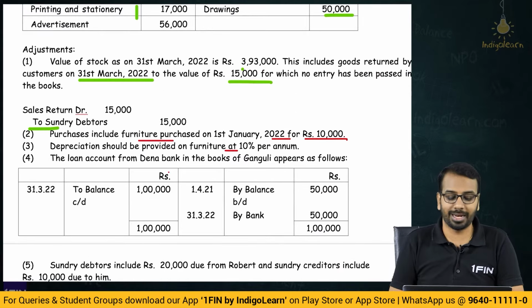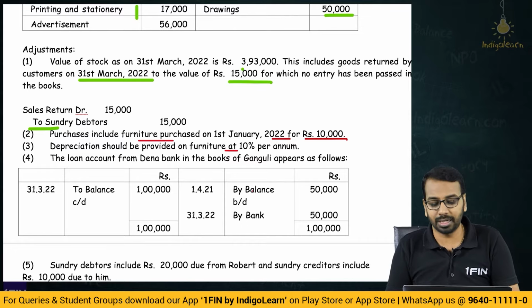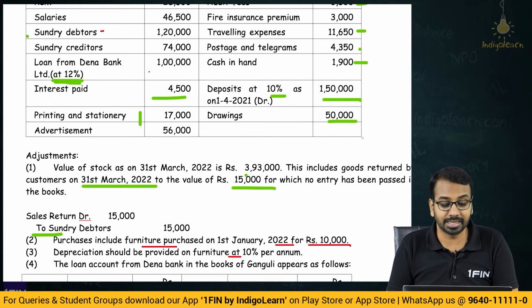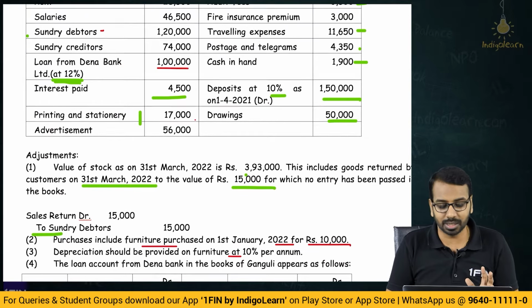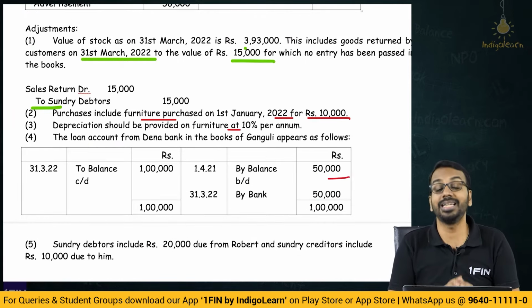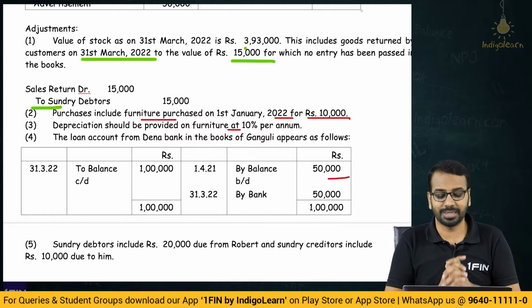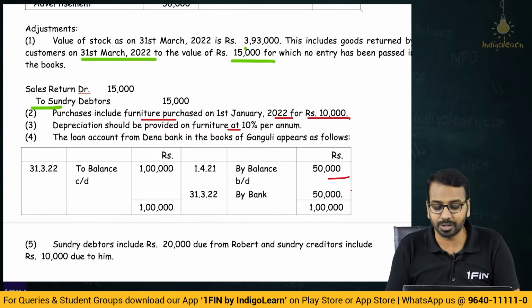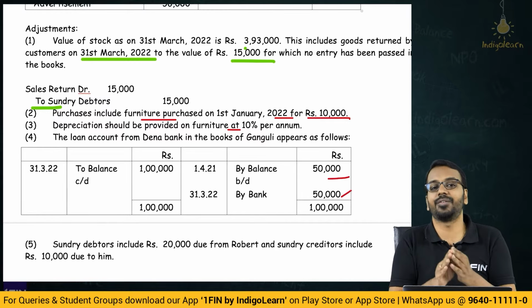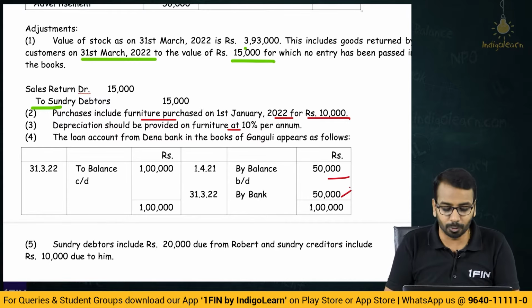Loan account from Dena Bank in the books of Ganguli appears as follows. Now what is the closing balance of loan account? If you go back and see, it says 1 lakh. 1 lakh is the closing balance. Now what are the transactions? 1st of April 21, balance brought down 50,000. So opening balance of loan is how much? 50,000. Then by bank 50,000. What does this mean? This means that they have borrowed more money, 50,000 during the year. When did we borrow? We borrowed on 31st March of 22.